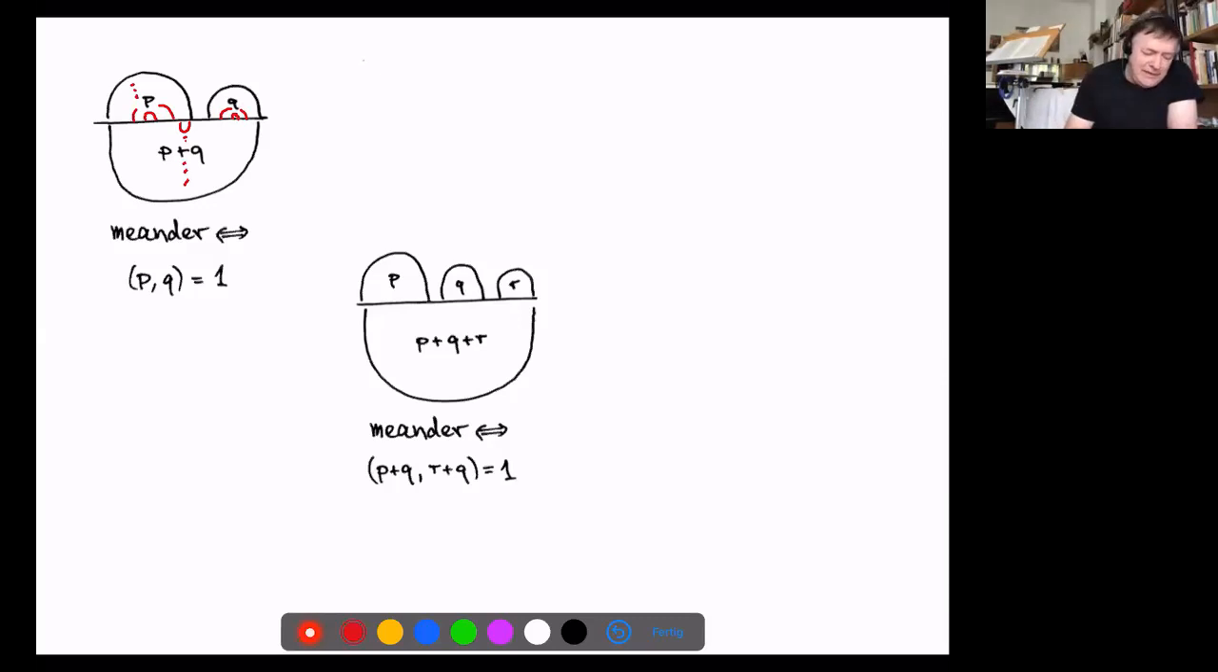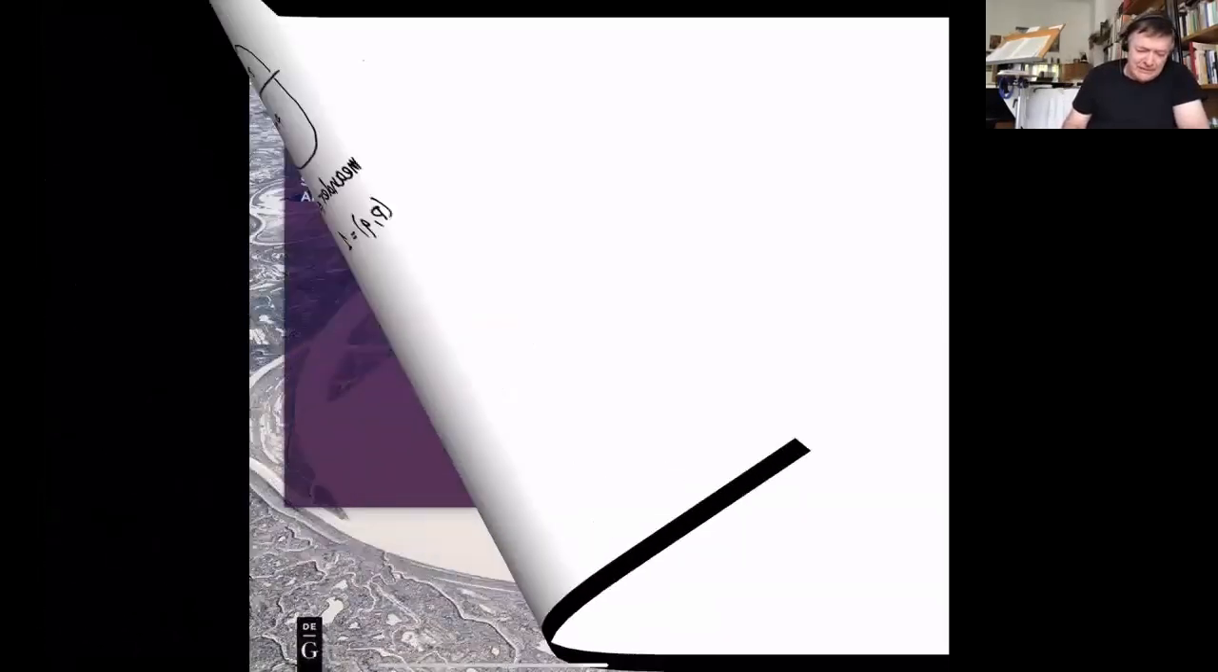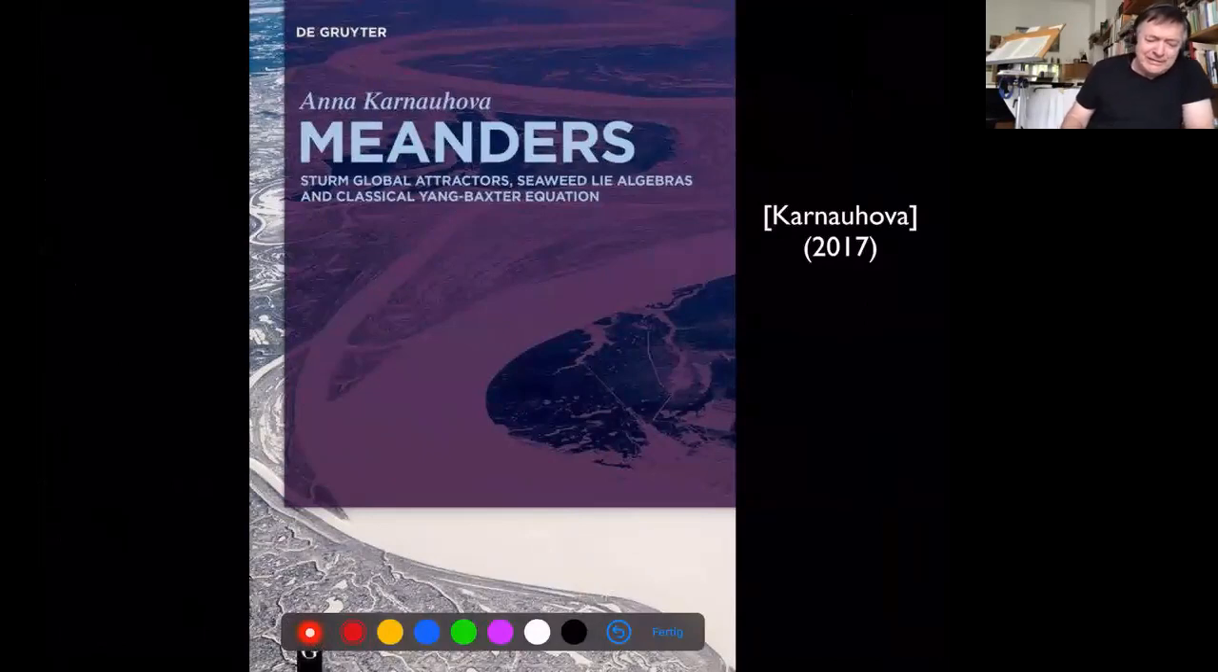And if you take three such stacks here, P, Q, and R, then this configuration is a meander if and only if P plus Q is co-prime to R plus Q, where Q is the middle one here. Such simple formulas do not extend to stacks of four meanders. And if you want to find out more about this, then I strongly recommend the very nicely illustrated book by Anna Karnauhova on Sturm Global Attractors, seaweed algebras, and so on, which also covers some of the algebraic aspects of meanders. So where are the differential equations?